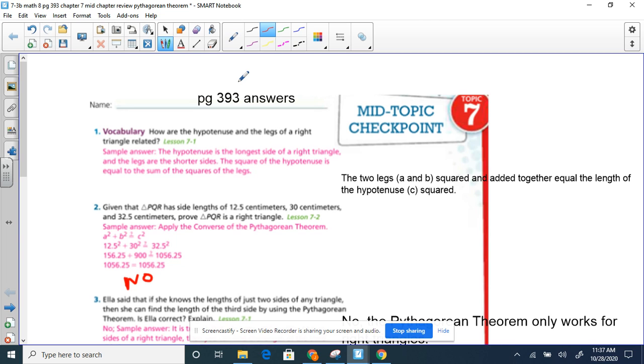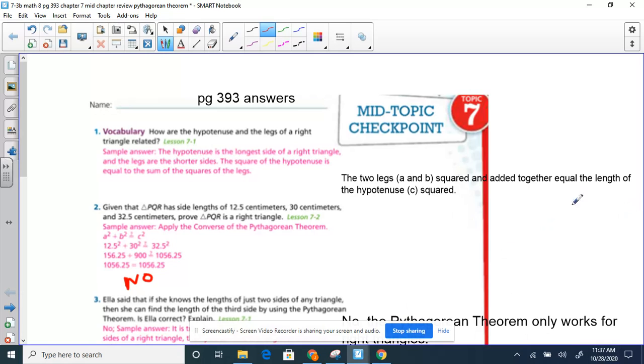Okay, page 393, review of Pythagorean theorem. So we know a squared plus b squared equals c squared is the formula that we use when we're missing one side of a right triangle. A, B, and C are the lengths of the sides. A and B are the legs. They make the L, the right angle. And side C is the hypotenuse across from the right angle.